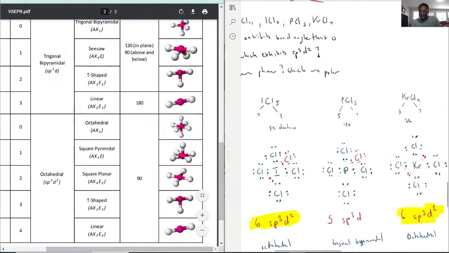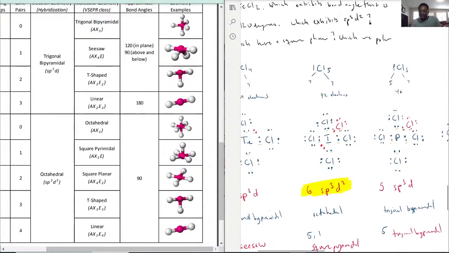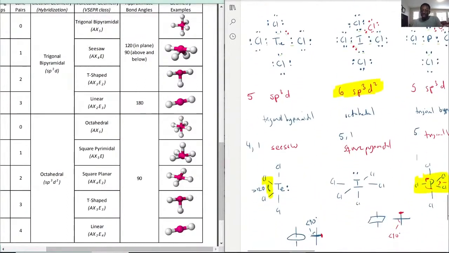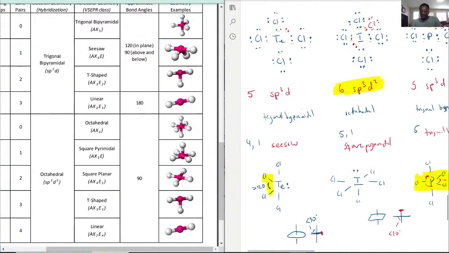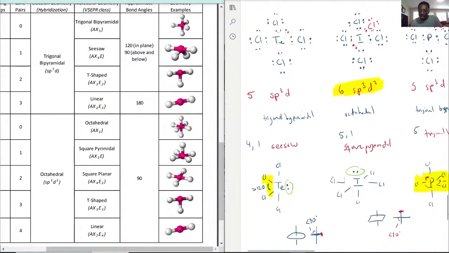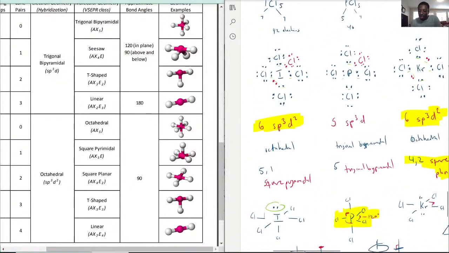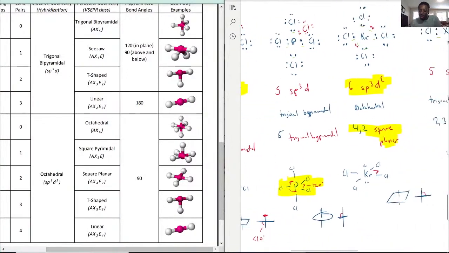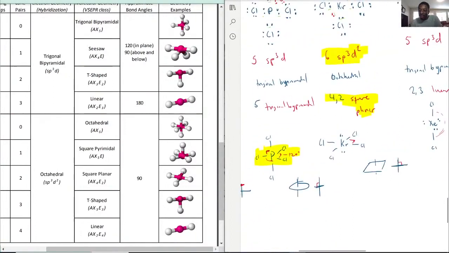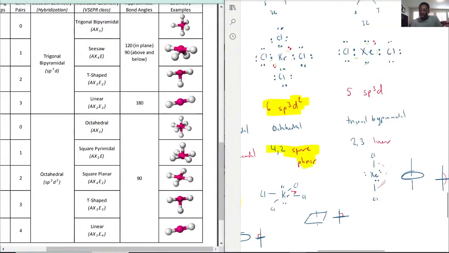And which are polar? As we discussed, this one will be polar. Actually, I'm going to highlight in green. Because of that, it's polar. This is also polar. So TeCl4 and ICl5 are polar. This one is non-polar because all the chlorines cancel out. This is non-polar because the electrons cancel out, and this is non-polar because the electrons around it cancel out.